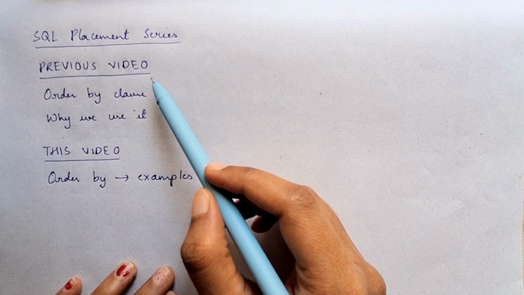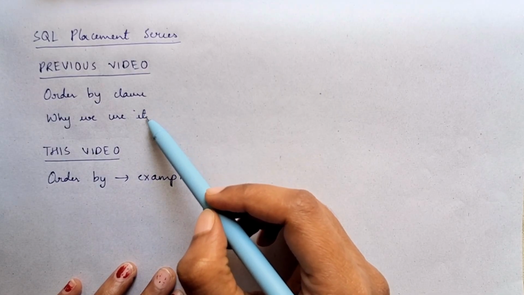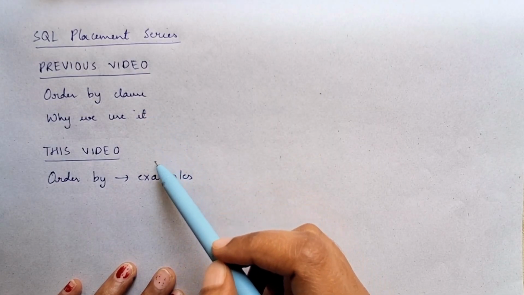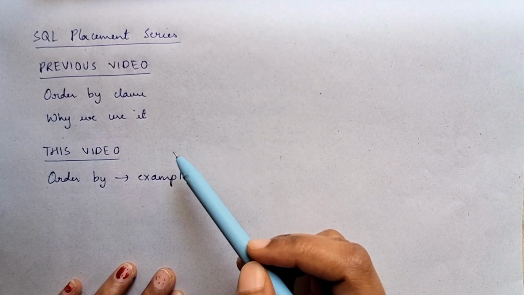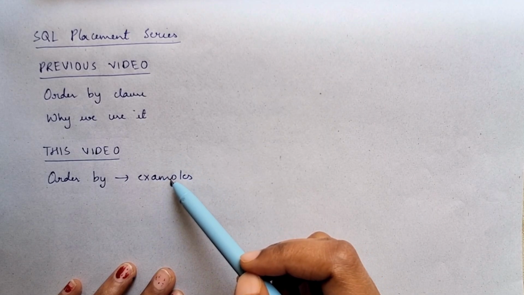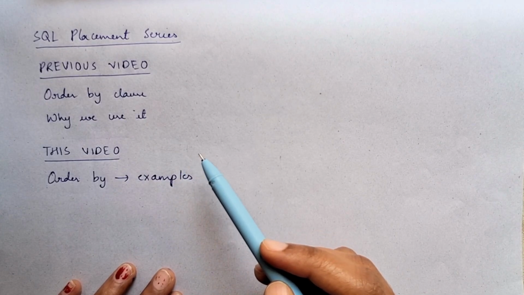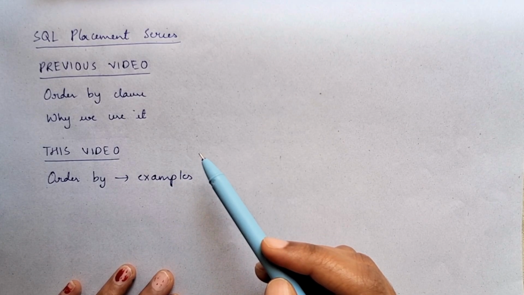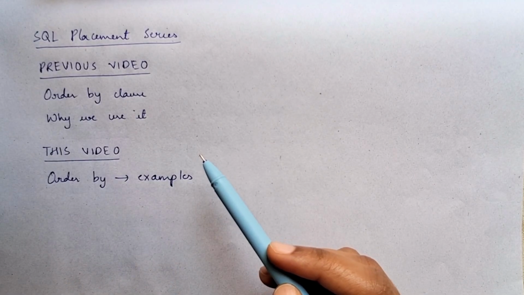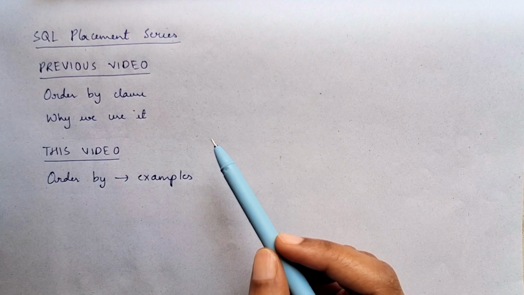In the previous video, we understood what is order by clause and why we use it. But today we are going one step deeper. Today we are going to understand order by clause with examples: how the query is written, how the table looks, how the output is generated, and most importantly, how it works internally inside SQL. So guys, let's get started.